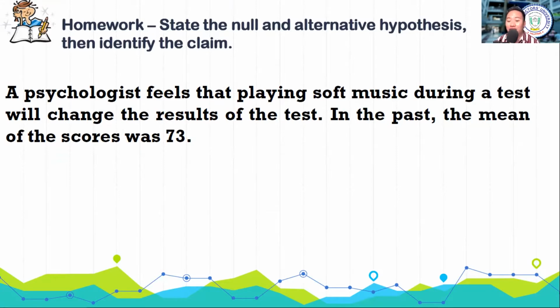Why do you say it's not equal to 73? Why not less than or greater than? Will change. Very good. And which one is the claim? The alternative or the null? Good job, Ricardo. It's still the alternative hypothesis.